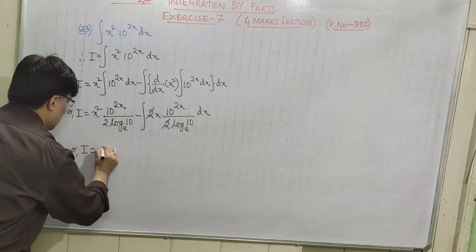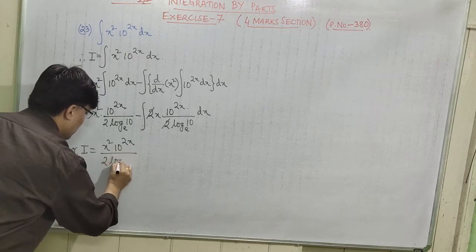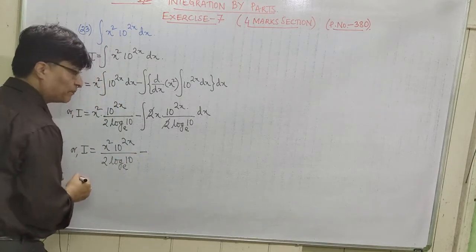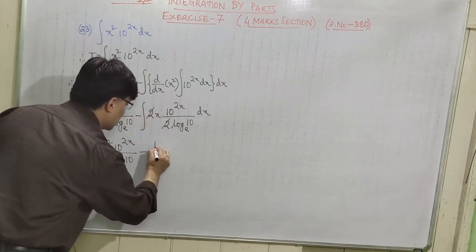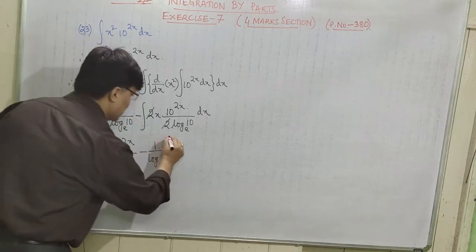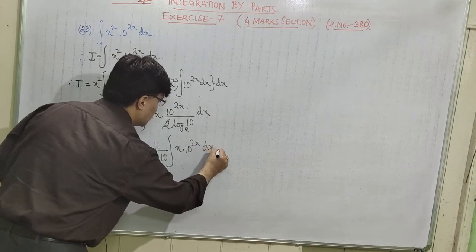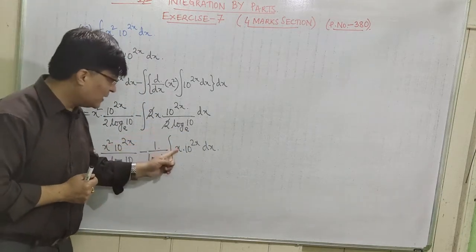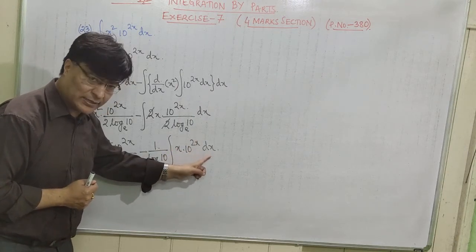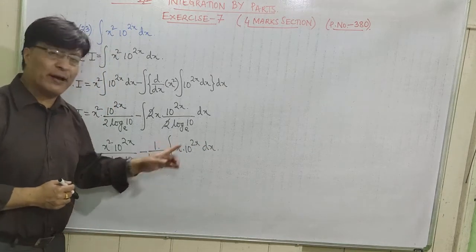So I is equal to x square 10 to the power 2x divided by 2 log 10 base e. Okay, then minus sign, which is constant here, that you can take outside, 1 upon log 10 base e, then integration of x into 10 to the power 2x dx. Again this is integration of the product of two different functions. Again you have to use integration by parts in this case.